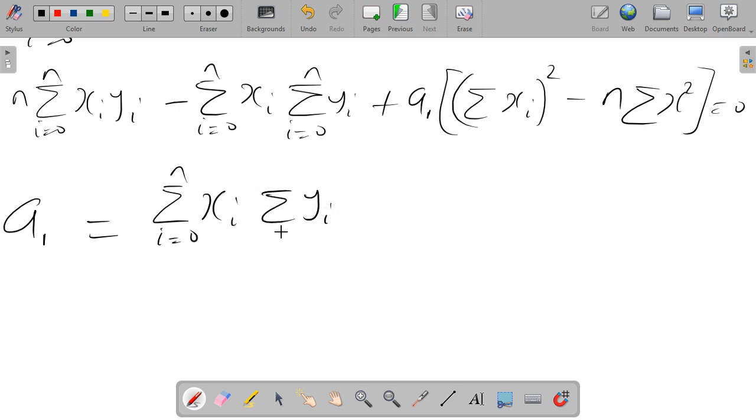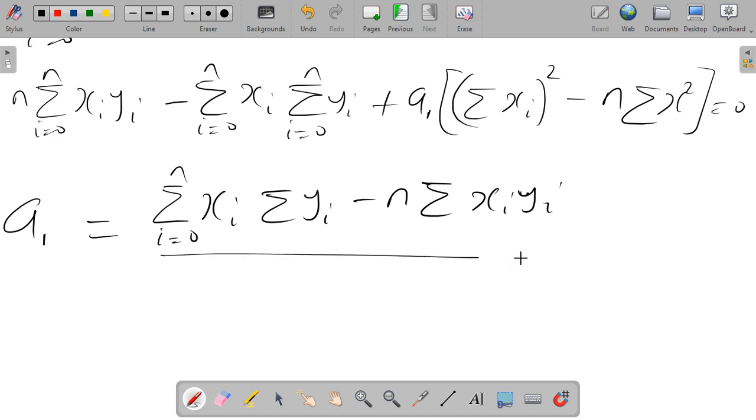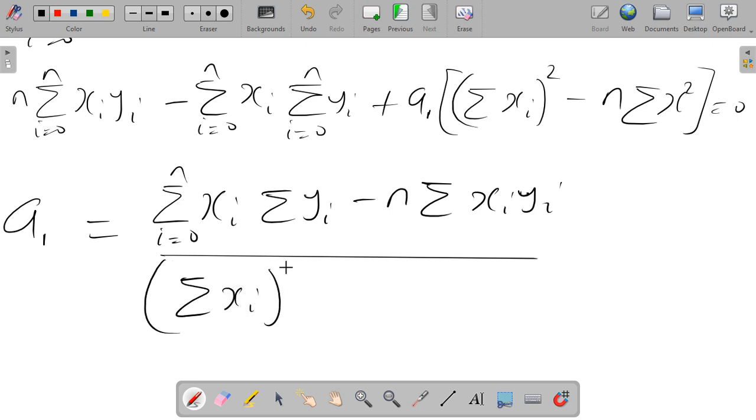Please don't forget that all these sums run from 0 to n, I don't want to start repeating it. This one has moved. This one that is positive moving will become negative. So minus n the summation of xi yi. Then everything is divided by the coefficient of your a1, which is the summation of xi all squared minus n the summation of x squared. So this is now the value of your a1.